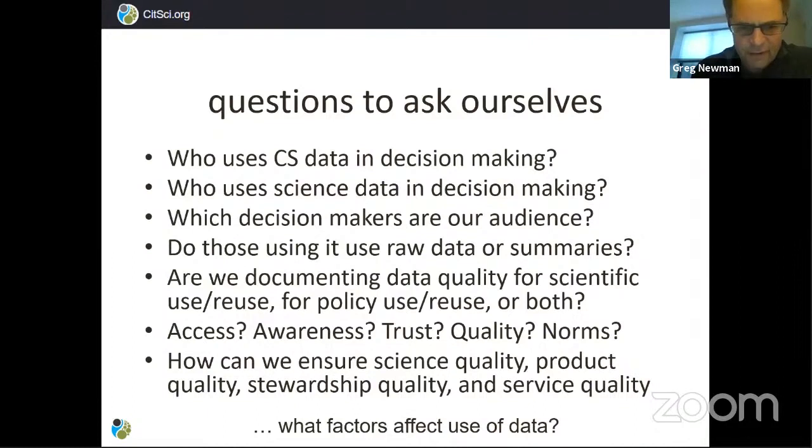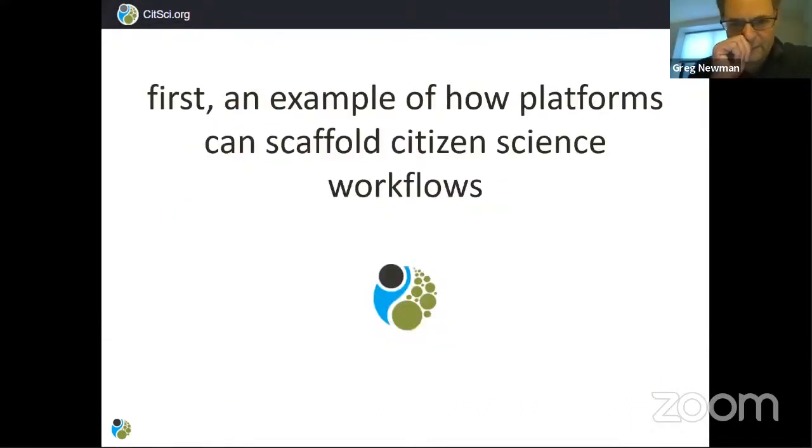And finally, how can we ensure citizen science data quality, product quality, stewardship quality, and service quality? I really like what ESIP has come up with, these facets of quality, and I'll touch on them briefly as we go out. So keep these in mind as we go through this, and maybe they'll make good staging questions for discussion later. But first, an example of how platforms can scaffold citizen science workflows.